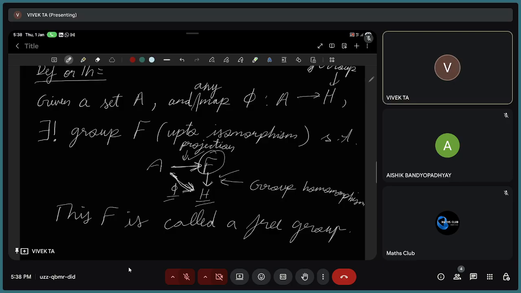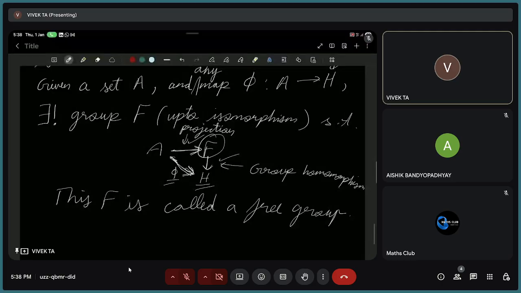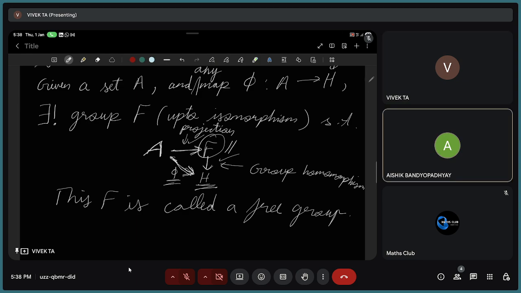So do you understand what I said, or was it confusing? Essentially what is fixed here is only A. That's all. Phi can change, H can change. But the output is F that is unique. And A need not be a group here. A is just a set.